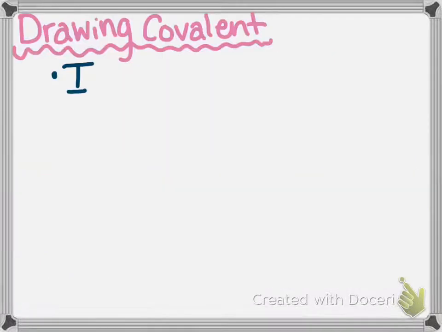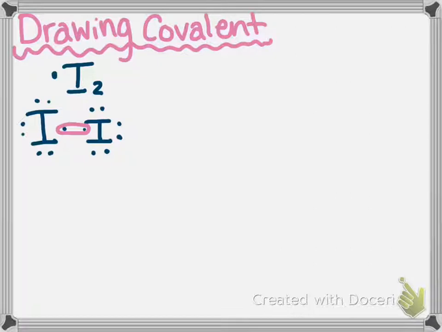All right, so let's get into the practice. The first practice I'm going to show you is I2. This starts similar to ionic drawings where you just draw the Lewis dot structure. The difference here is we need to examine the electrons that don't have a pair. In the case of iodine, there's only one electron for each iodine that isn't involved in a pair. Those single electrons are the ones that are going to form our bonds. So iodine forms one bond with itself.